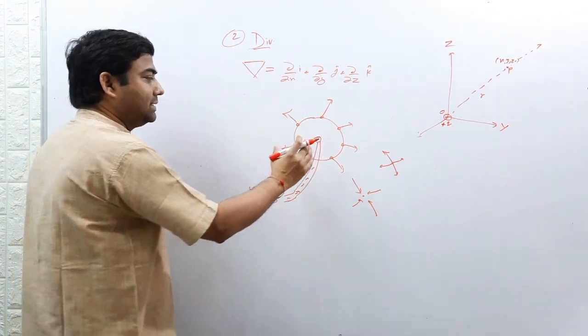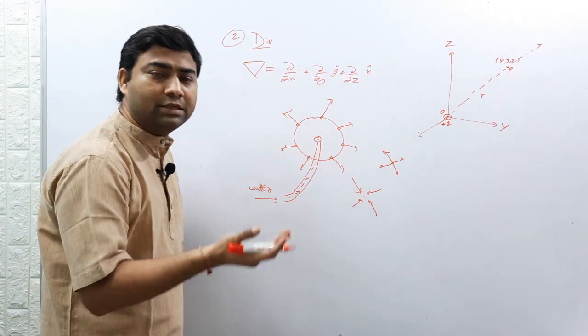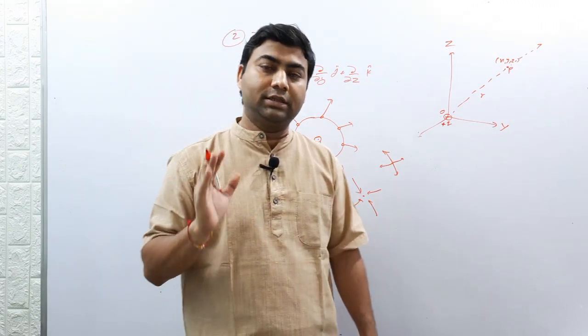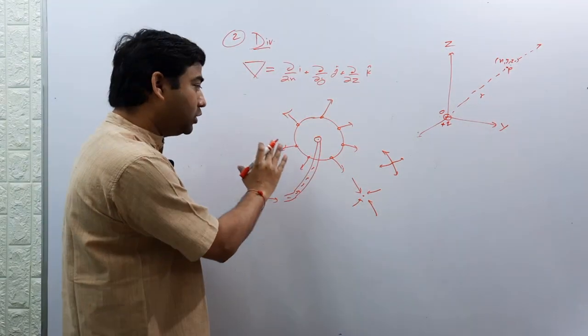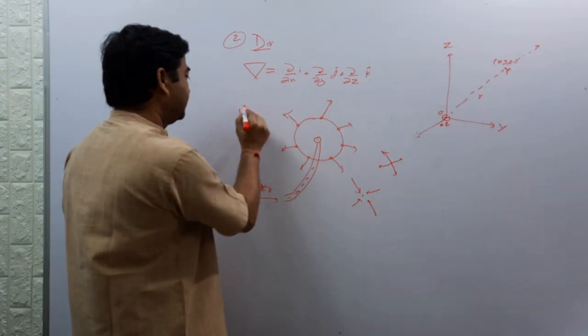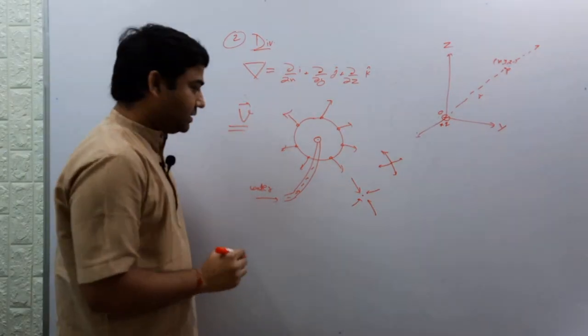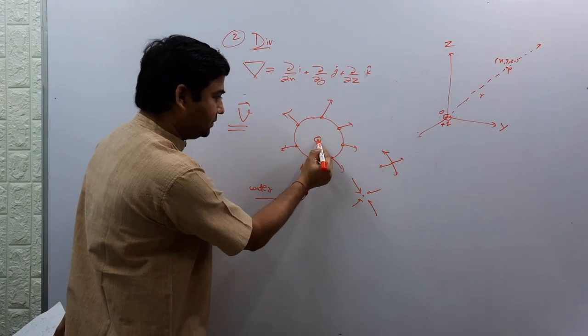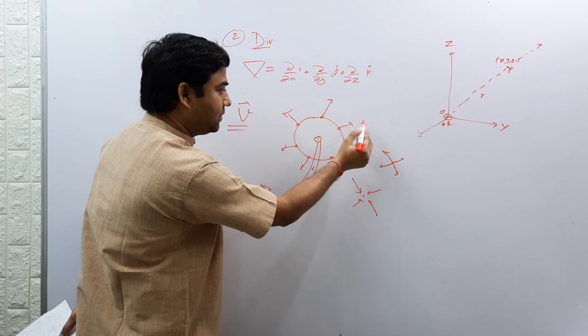We have discussed divergence for a vector function. Here the vector function is the velocity of water. Velocity is a vector function. You can see velocity is different at different points, and here it will be different, and it will come out with some other value.